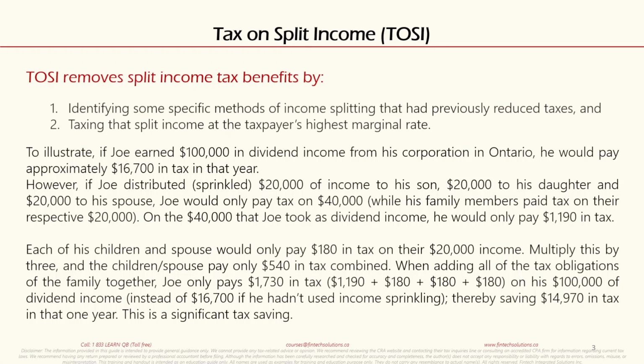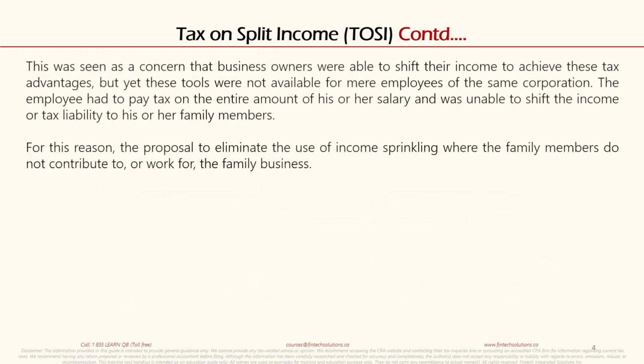And this is exactly what got struck, that hey, you know what? This is a big amount of tax that has been saved. This was seen as a concern that business owners were able to shift their income to achieve these tax advantages. But yet these tools were not available for mere employees of the same corporation.